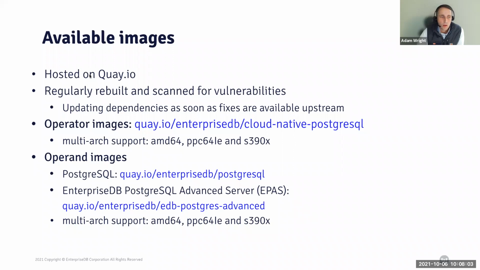And we do have multi-architecture support. So we've supported x86 from the beginning, but we also support Linux on Power and then Z-Linux as well. So if you're running on those platforms, if you're running OpenShift on IBM Power processors, then you can deploy Cloud Native Postgres.